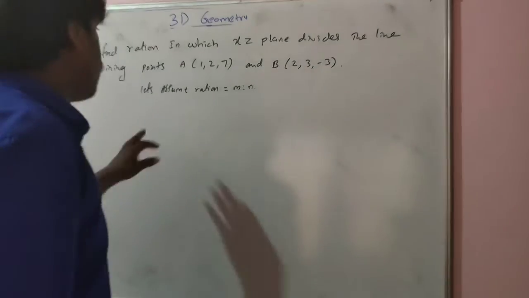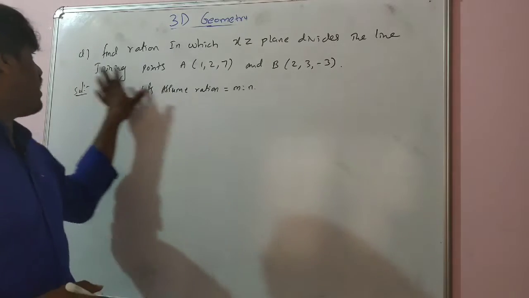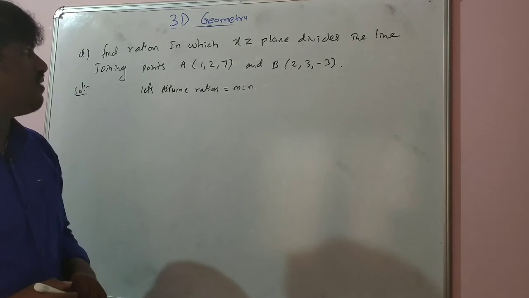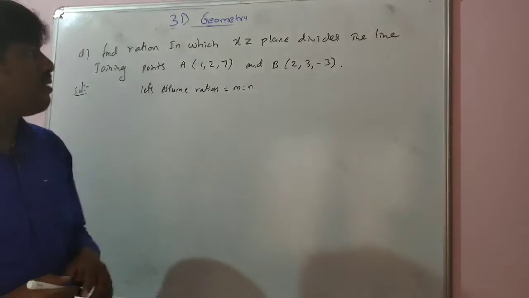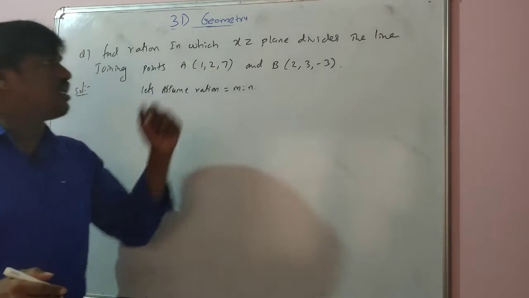Students, let us see the next question here. Find the ratio in which the xz plane divides the line joining the points A(1, 2, 7) and B(2, 3, -3). That is the question. Okay, this is an important question.